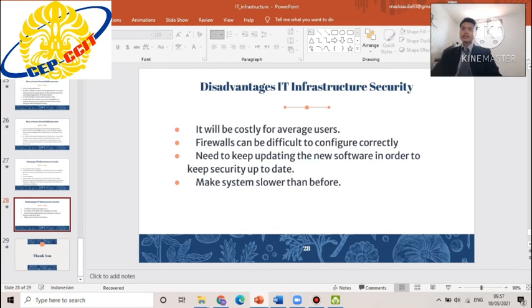Okay, these are the disadvantages of IT infrastructure security. First, it will be costly for average users. Second, firewalls can be difficult to configure correctly. Third, you need to keep updating the software in order to keep security up to date. And the last, it makes systems slower than before.